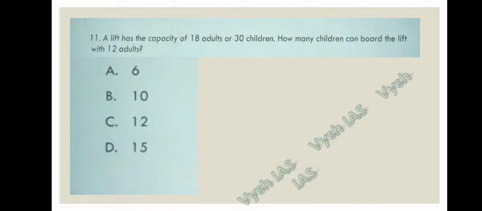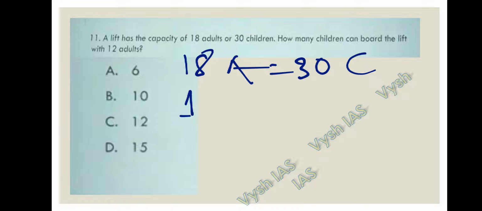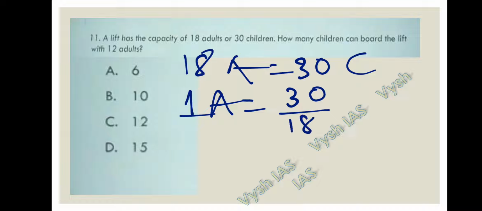So they have given the data as 18 adults is equal to 30 children. So for one adult, it means 30 by 18 children. For one adult it will become 30 by 18 children. Okay, this is the first equation.